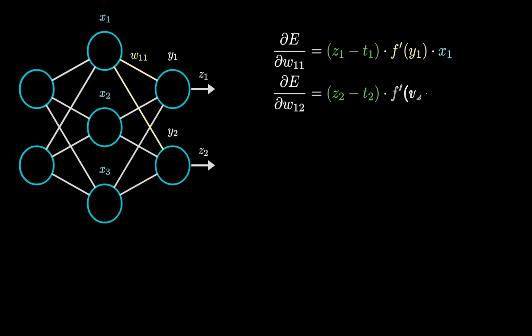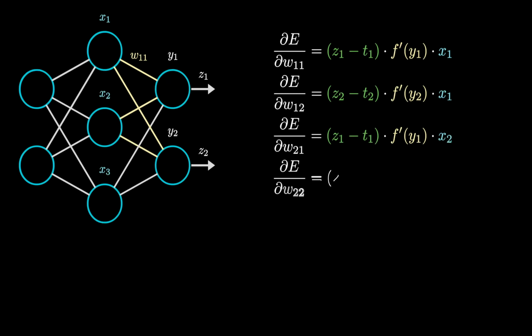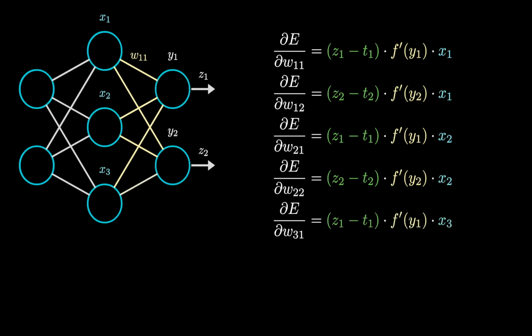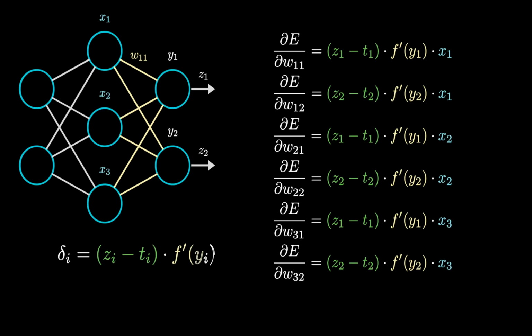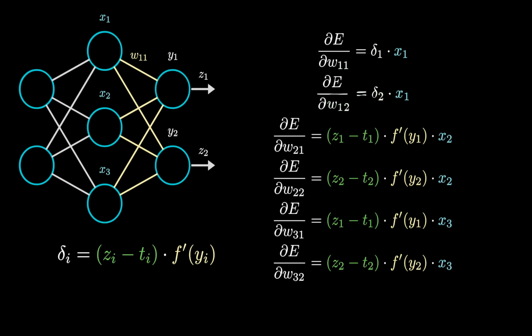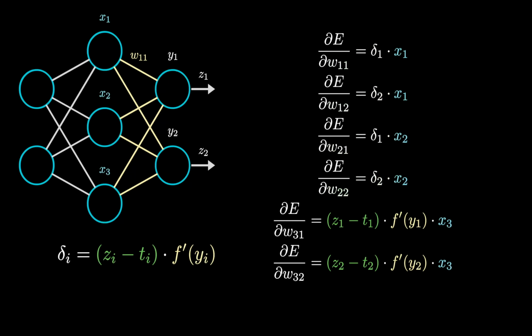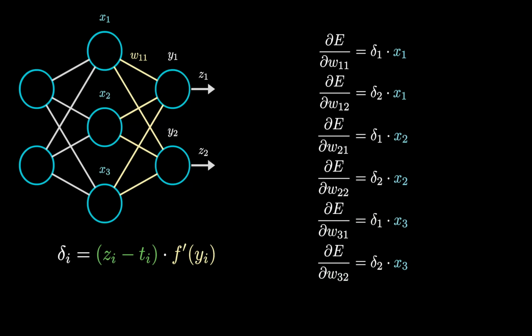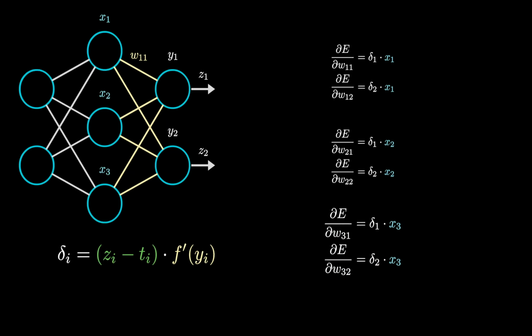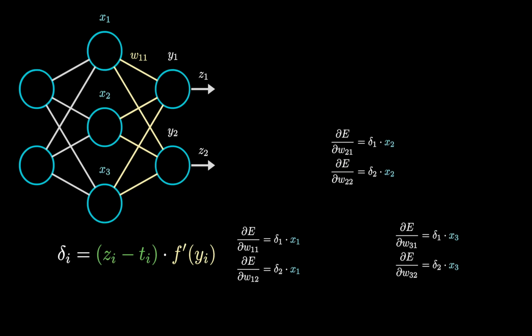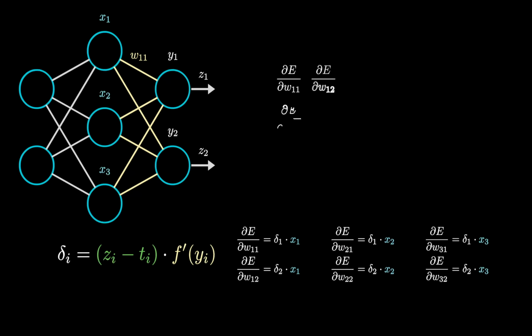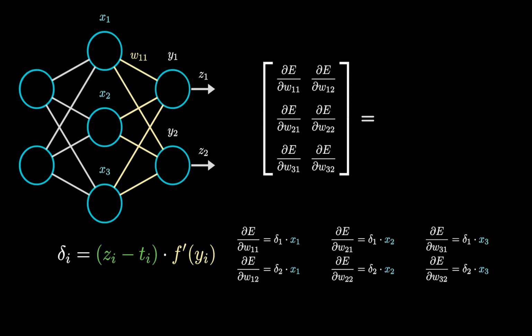We can write similar equations for every weight in the output layer. Noticing that certain terms appear repeatedly across different equations, we introduce a term called delta to represent this shared component. Now, we can represent the entire process using matrix operations, where we multiply the input vector by the transpose of the delta vector.